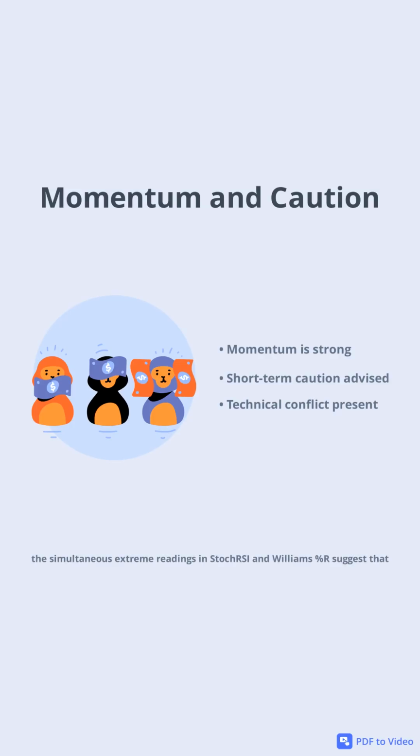However, the simultaneous extreme readings in stock RSI and Williams %R suggest that the current velocity may be unsustainable in the very short term. This technical conflict is something all traders should keep in mind.